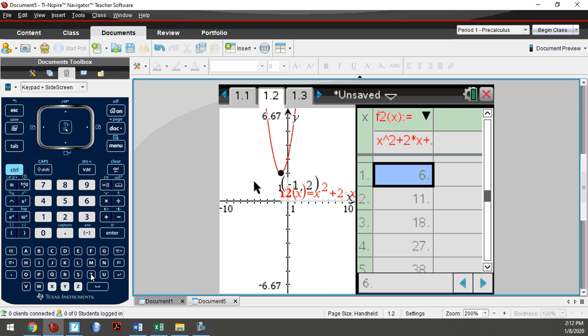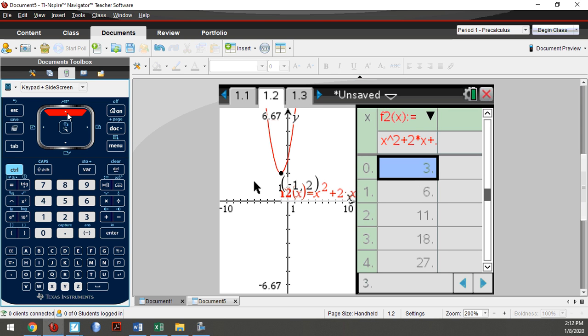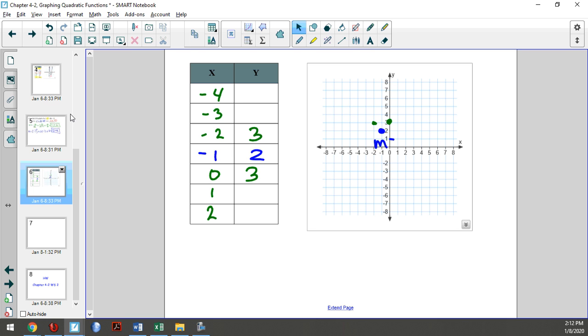Now, how do I get my other points? Control T. I'm able to get my other points. My vertex was at -1, so I need to go to -1. So -1, 2 is confirmed, and now I need to remember the y values of 3, 6, and 11. So if I have 3, 6, and 11 on the right-hand side of it, I'm going to have symmetry, and that's going to be 6 and 11 over here as well.